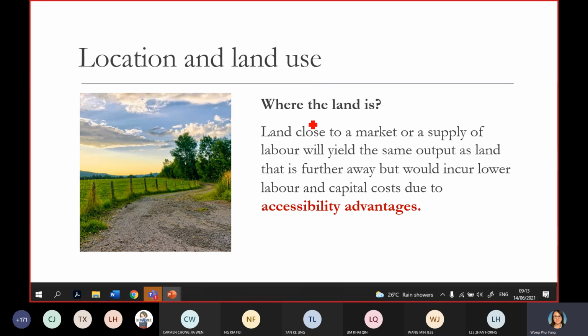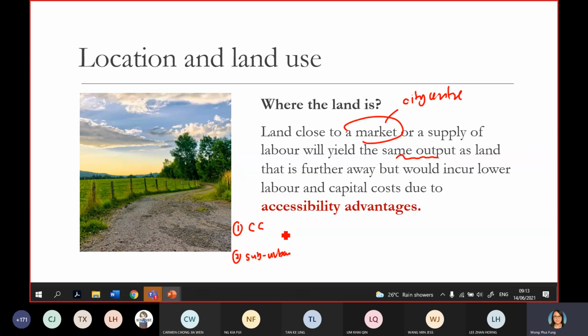Next, how location affects land use. Where the land is close to a market, market here is not supermarket, it refers to the city center. Land close to a market or a supply of labor will yield the same output as land that is further away from the city center, but would incur lower labor and capital costs due to accessibility advantages. This one has two scenarios: city center, and second one, suburban.